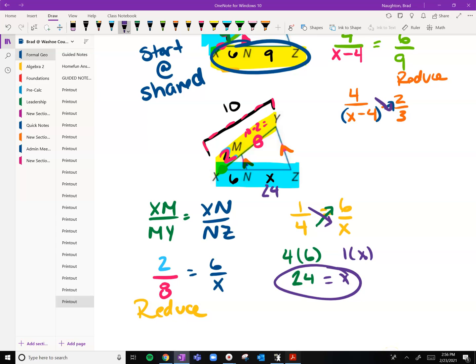So let's double check. So if this is 24, and I do side to side again, 6 is to 24, as the other side there, yellow, was 2 to 8. So if I reduce both of those, I get 1/4. Boom! Check. So 24 works, and it checks out.